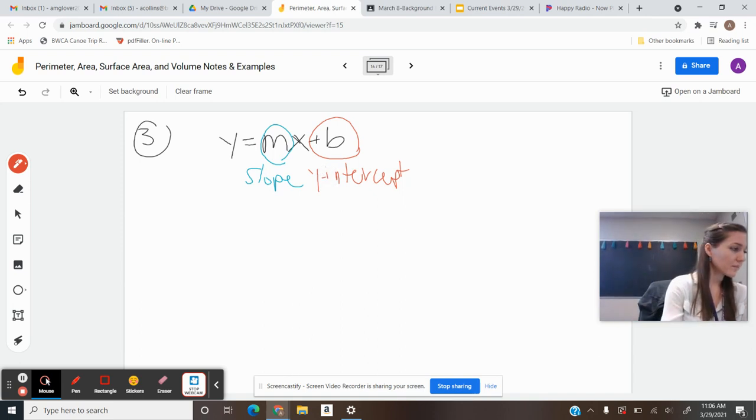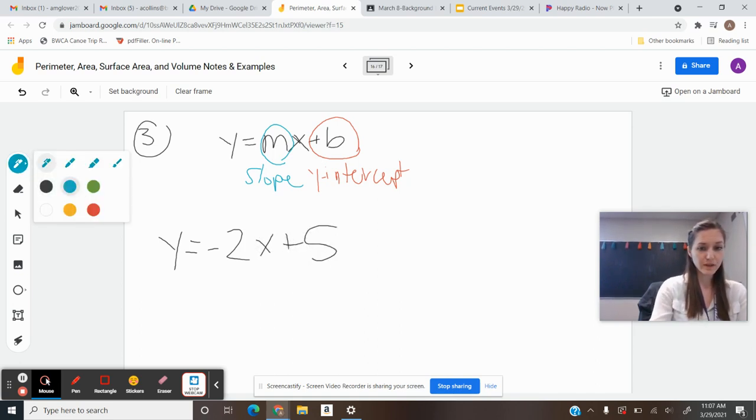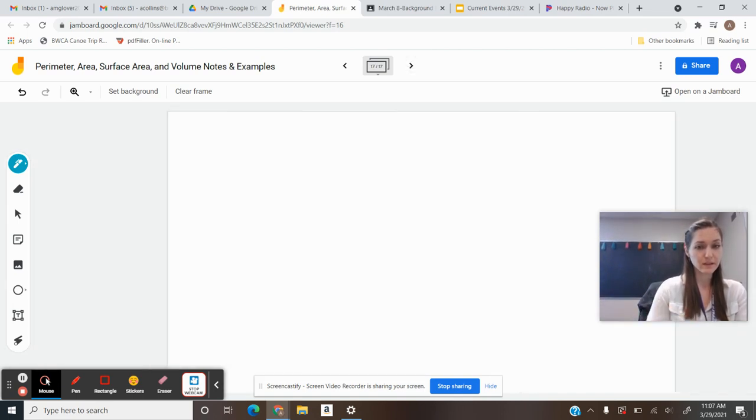Okay. So let's say your equation looks something like this for number 3. Y equals -2x plus 5. We're looking for that number in front of the x because it's already in slope-intercept form, and that is -2. So your answer is just -2. Easy peasy, lemon squeezy.